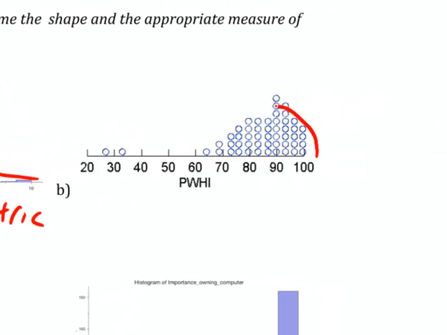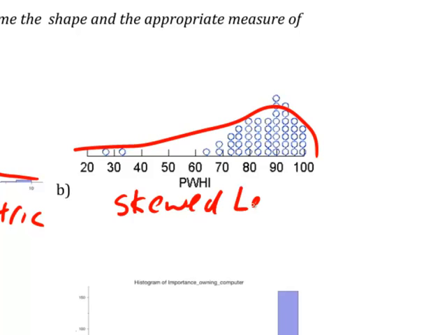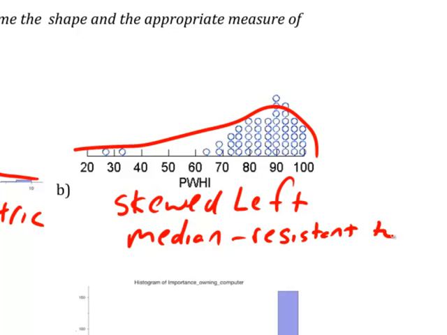This one is skewed left. Remember, whenever we have skewed distributions, the median is better because it's resistant to skewness and these outliers, whereas the mean follows the skewness.